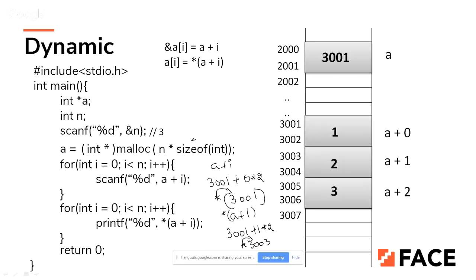In short, when I go for dynamic memory allocation, instead of ampersand a of I, I can write it as a plus I. If I want to print the value in static memory allocation, I'll be using a of I. In dynamic memory allocation, star of a plus I. So this is the meaning. I have given the explanation here: a plus I. The value of a is 3001 plus I, which is nothing but the value of I into the data type size. This is how the pointer will be incremented. This is how pointer arithmetic works.